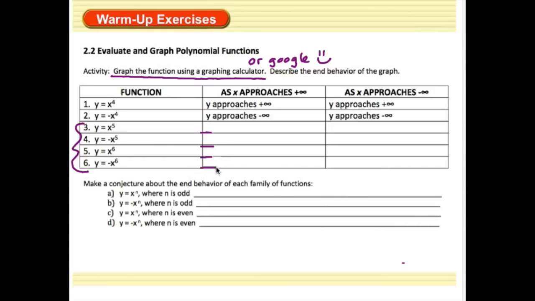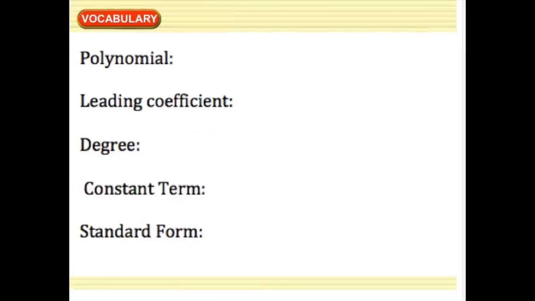And remember to phrase your end behavior as x approaches positive infinity and as x approaches negative infinity. So again, when we're looking at a graph, x to the positive infinity is off to the right, x going towards negative infinity is off to the left, y for positive infinity is vertical up, and negative is down.